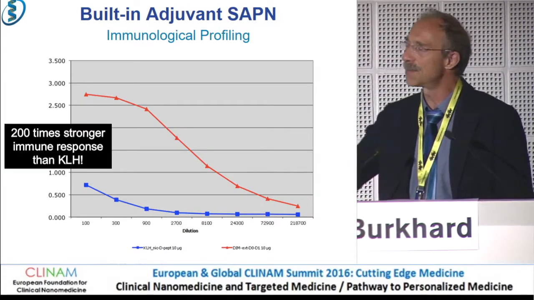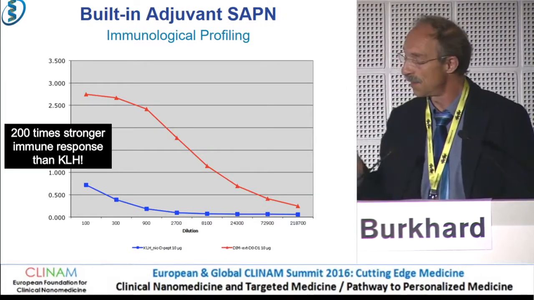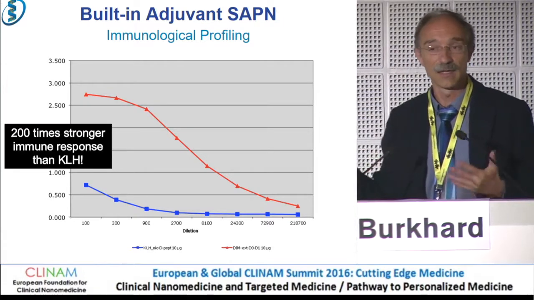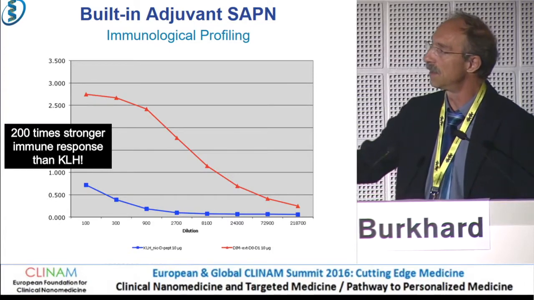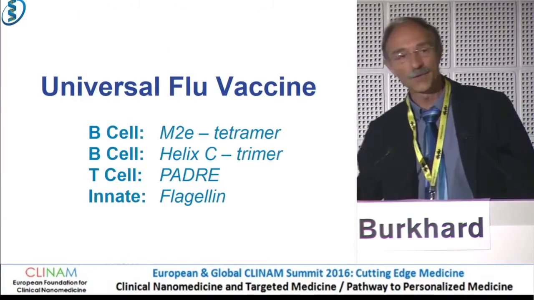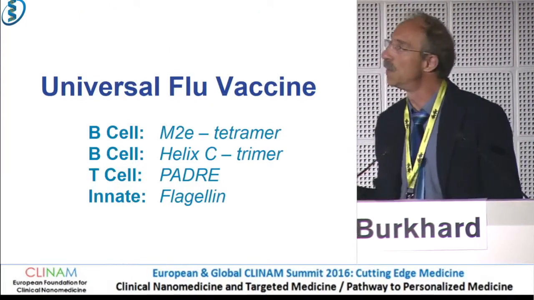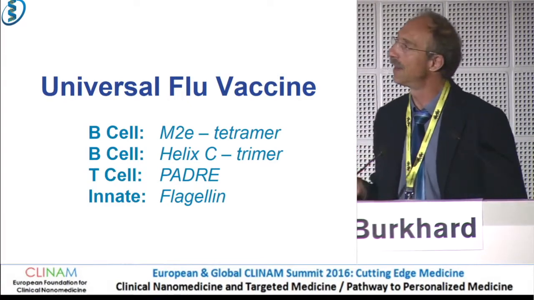We get a 200 times stronger immune response from our particles than from KLH, and KLH is one of the standard vaccine carriers that is being used currently. So now to the biomedical applications. One is a universal flu vaccine.